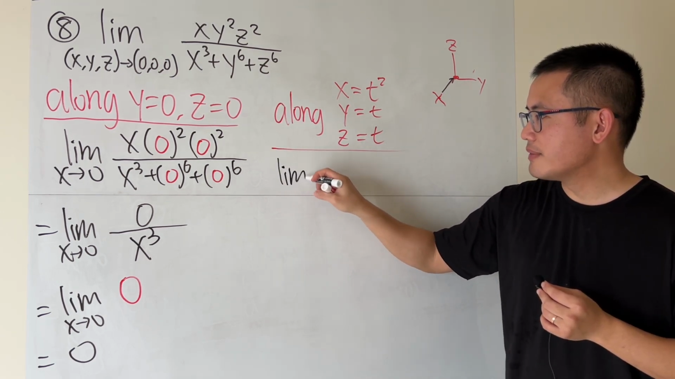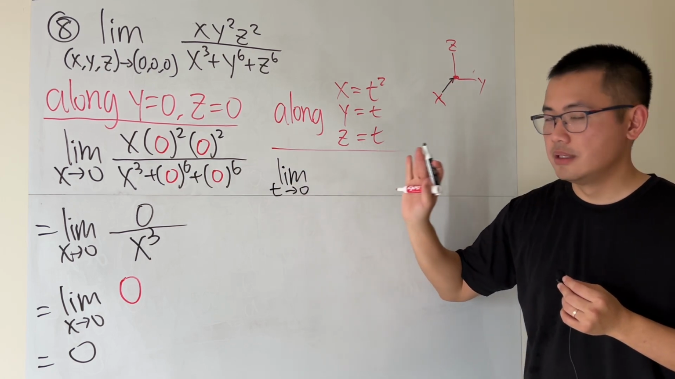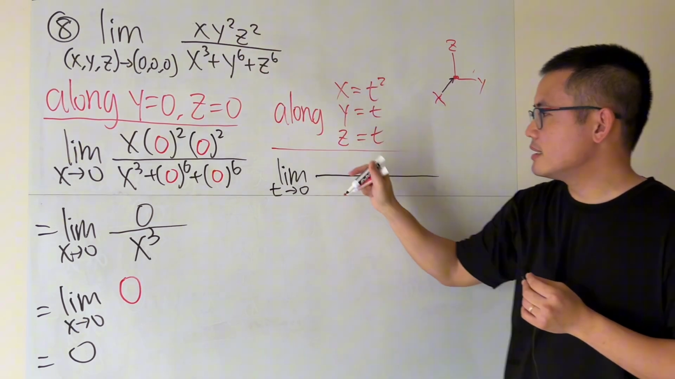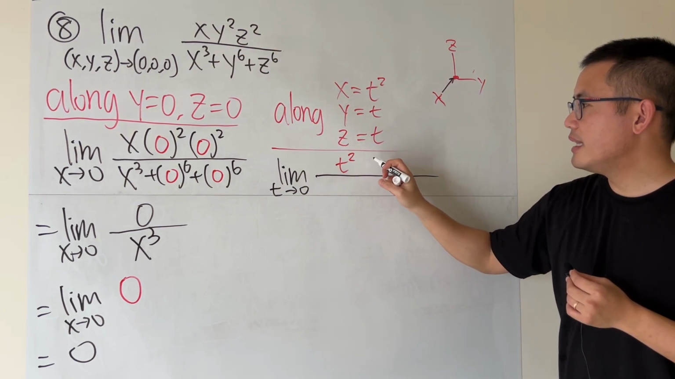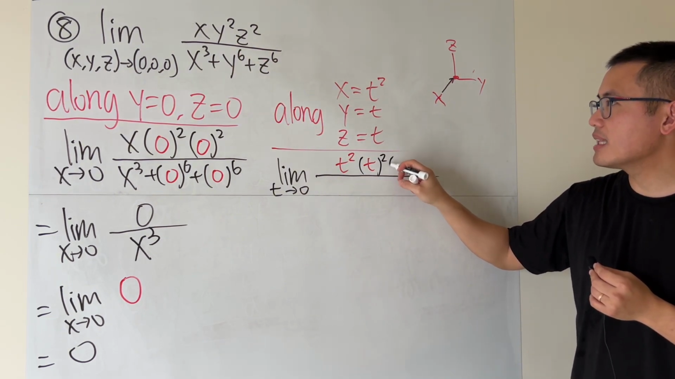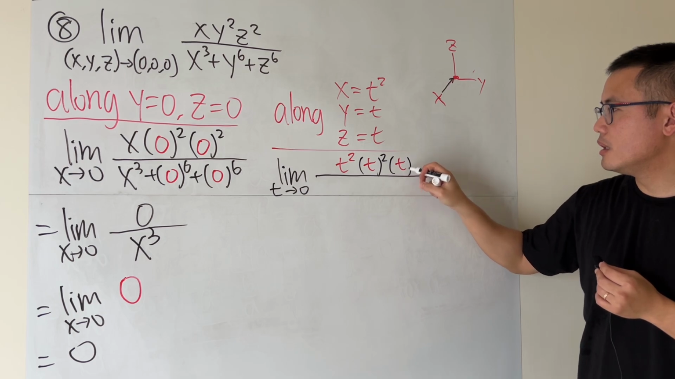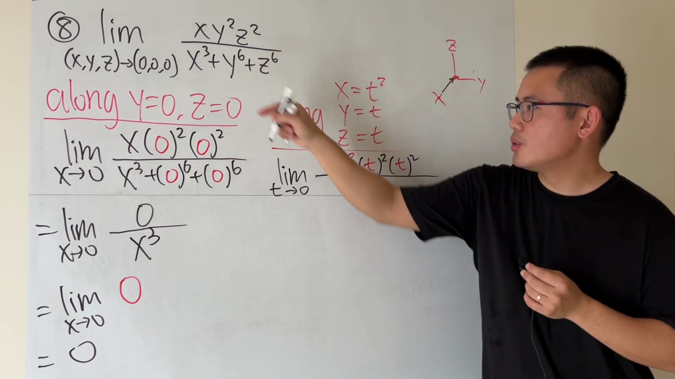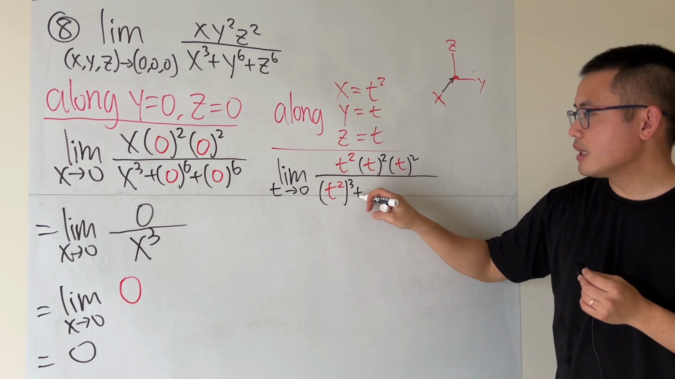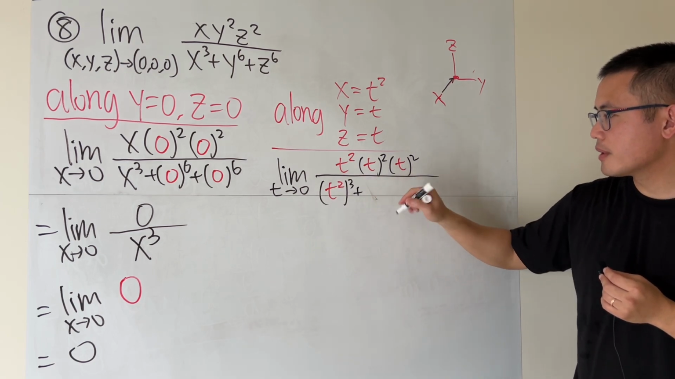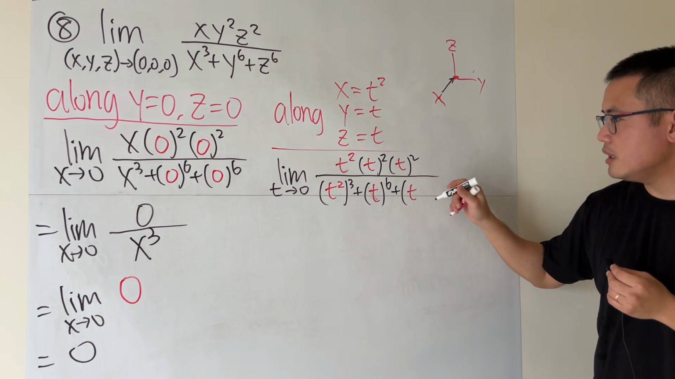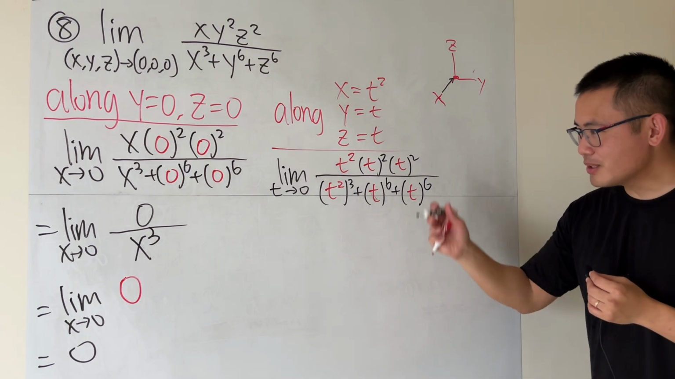And in this case, we'll just have the limit, but t approaching 0. And we will just have to plug in t squared into x. So here, t squared. And then y is t. And we have to square that. And then z is also t. And then here, t squared into x. So t squared, but that's to the 3rd power. And then plus y is t. And then that's to a 6th power. And likewise, z is also t. And then to the 6th power. Now just work this out.